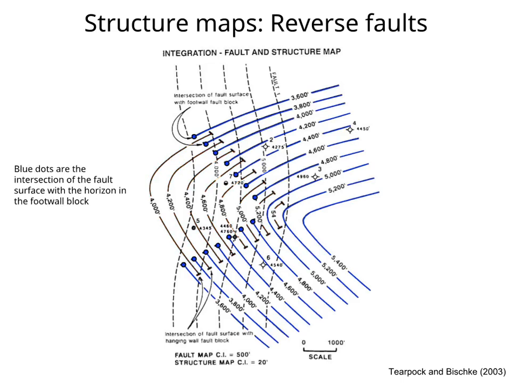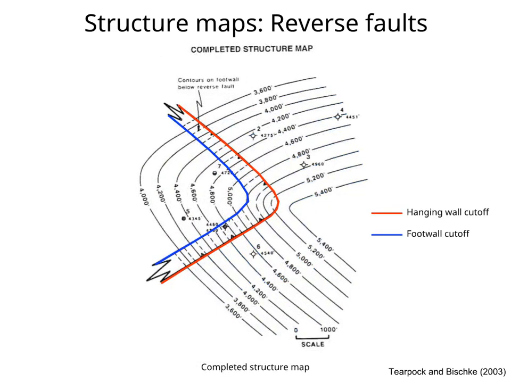And the blue dots in this figure show the intersection of the fault surface with the horizon in the footwall block. These dots delineate the footwall cutoff. This figure shows the completed structure map. The hanging wall and footwall cutoffs define an area of fault overlap, where the horizon is repeated.